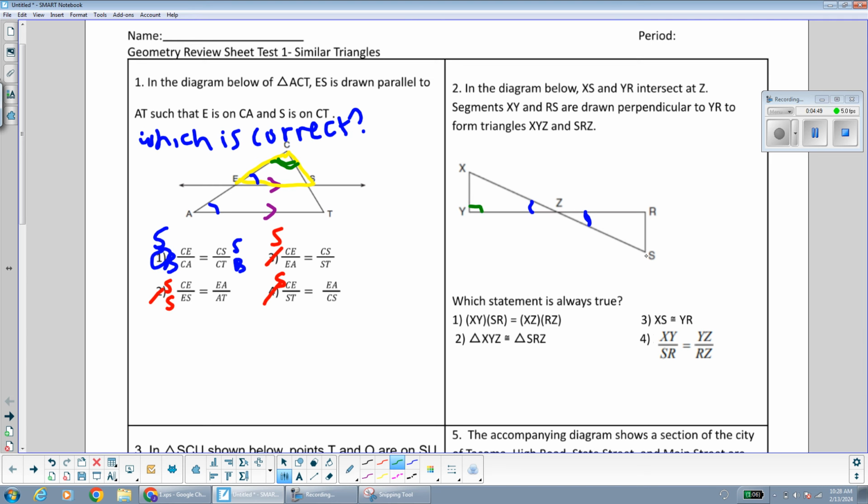And RS is perpendicular to YR, so it makes a right angle with it. So already I'm seeing two congruent pairs of angles, the congruent right angles and the congruent vertical angles. I know the triangles are similar to each other.